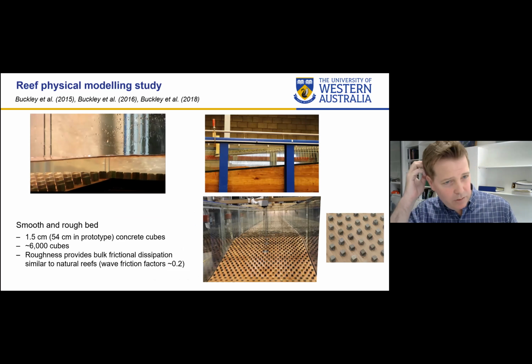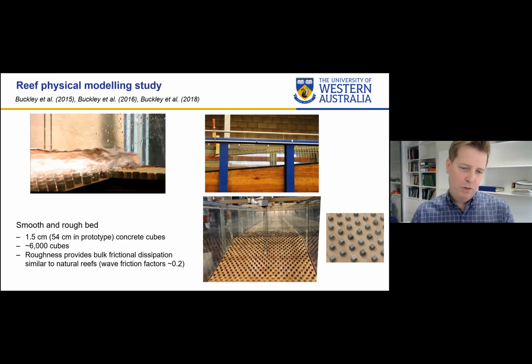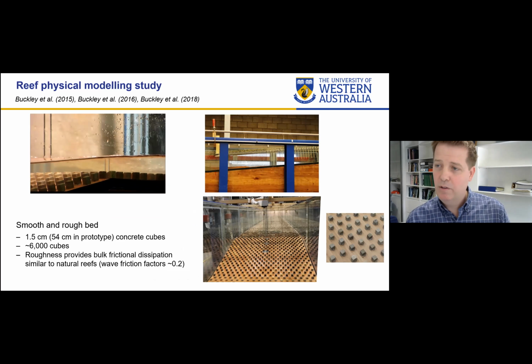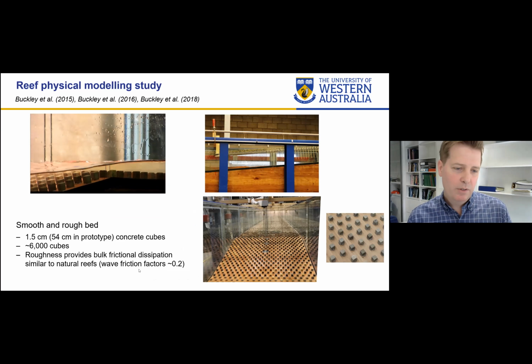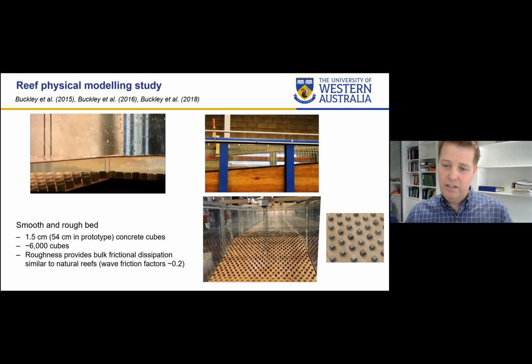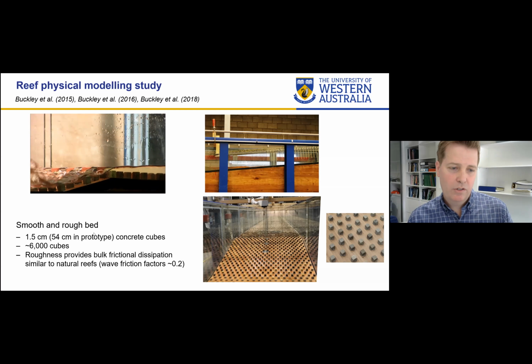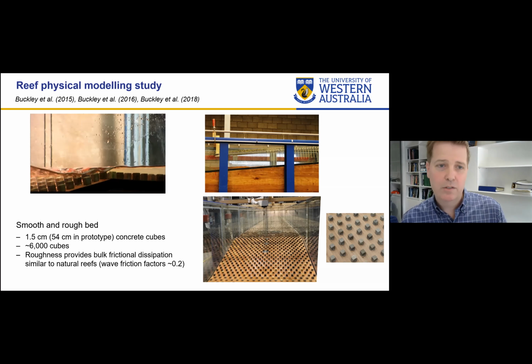One of the nice things about this experiment is we could also look at the effect of bottom roughness. Obviously, natural reefs are extremely complex in terms of roughness. But as I mentioned before, we know the bulk characteristics of how wave energy is dissipated on these reefs, and we understand what the typical wave friction factors are. So we designed a very simple roughness, but so that it would have a similar bulk frictional dissipation characteristic to a typical value on a natural reef. We built this reef with concrete cubes in arrays, which provide a way to look at the effect of going from a smooth reef to a rough reef.